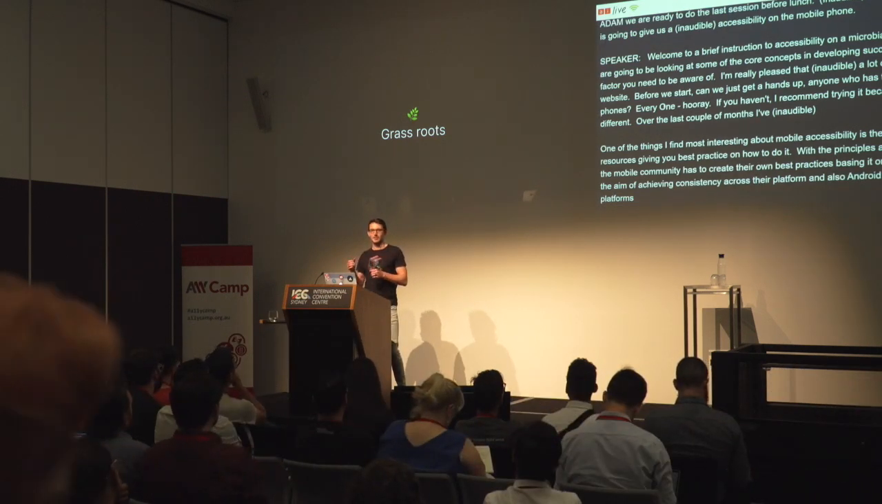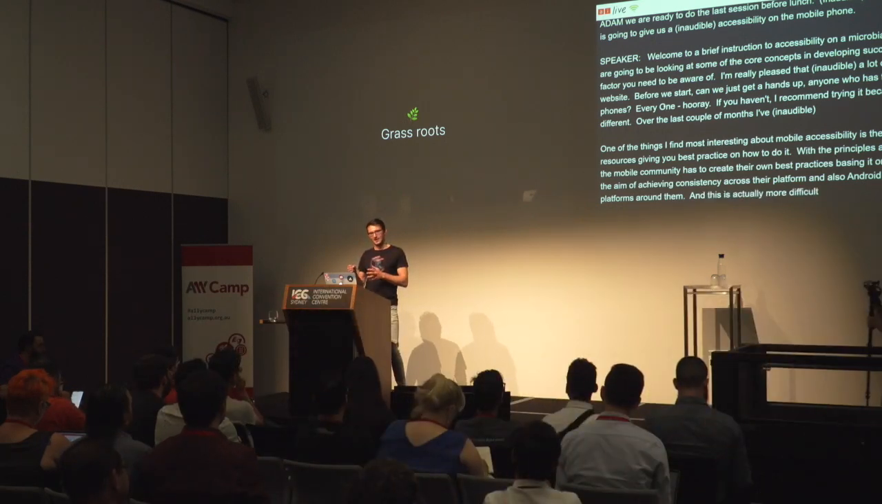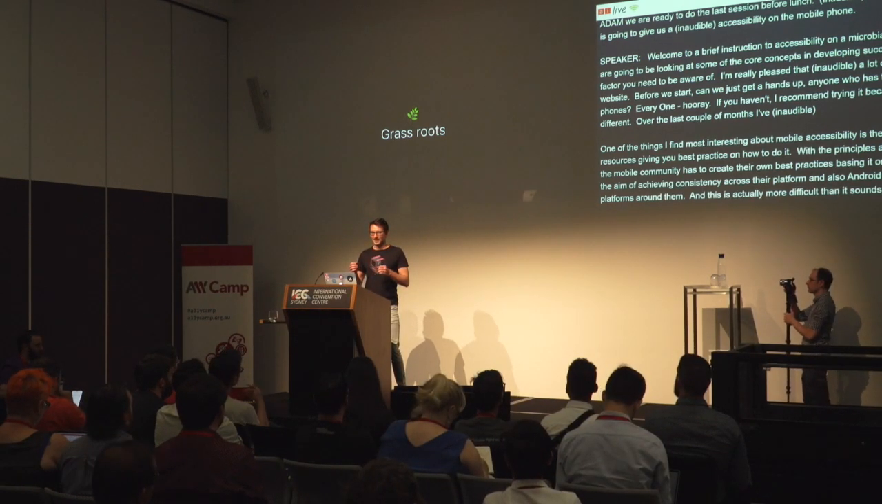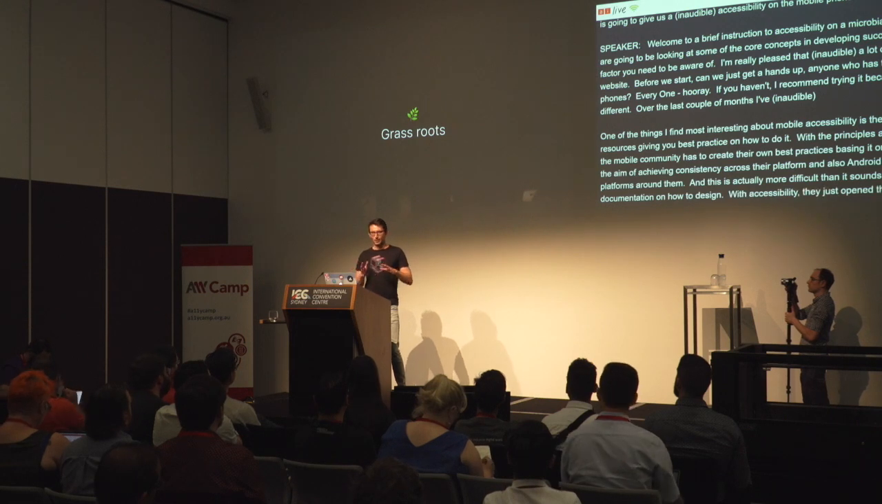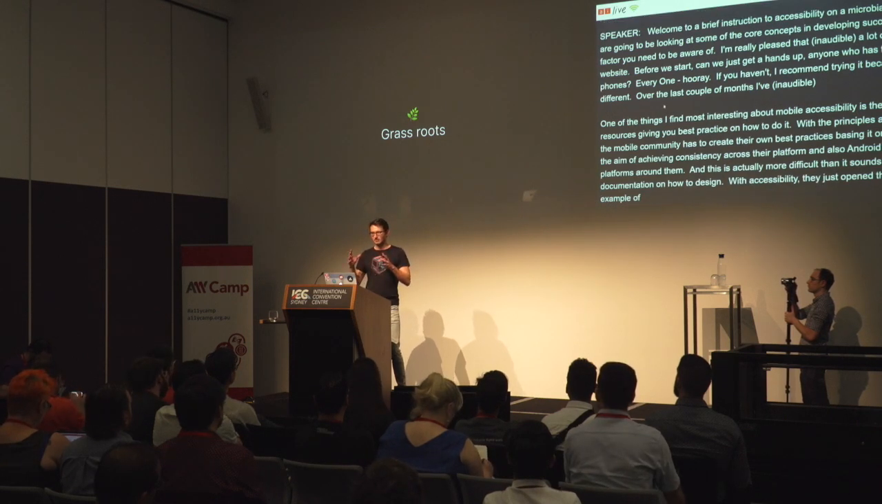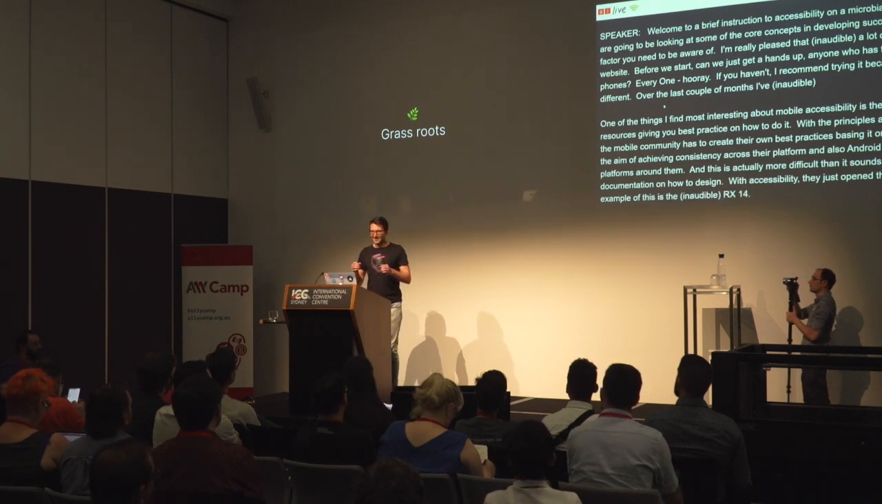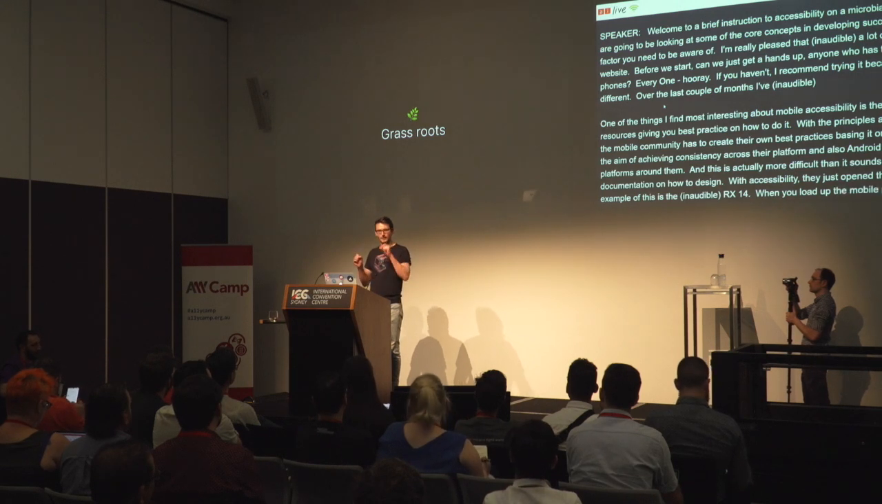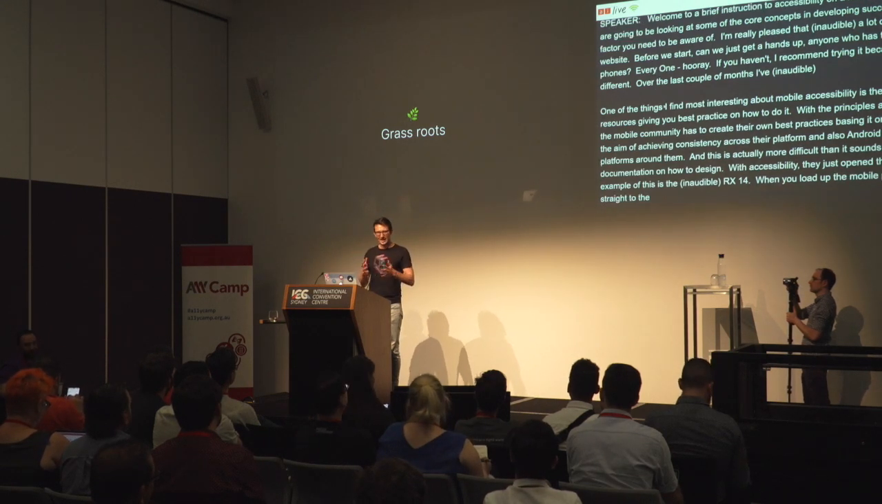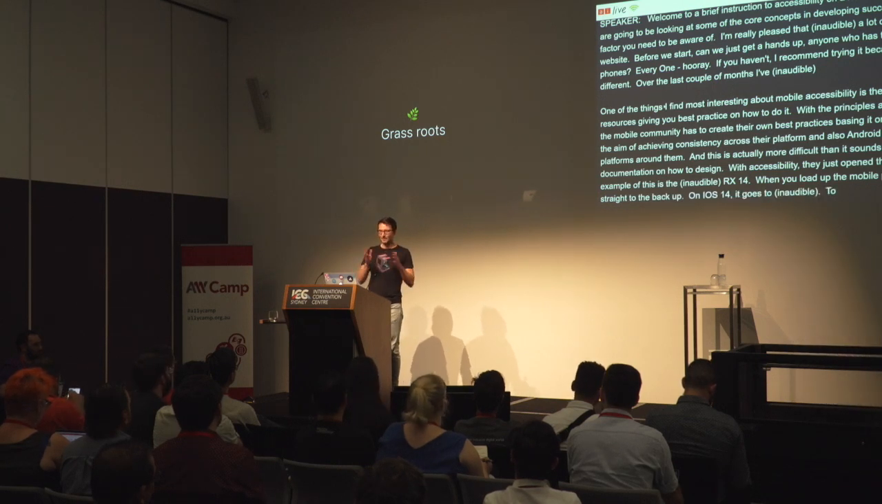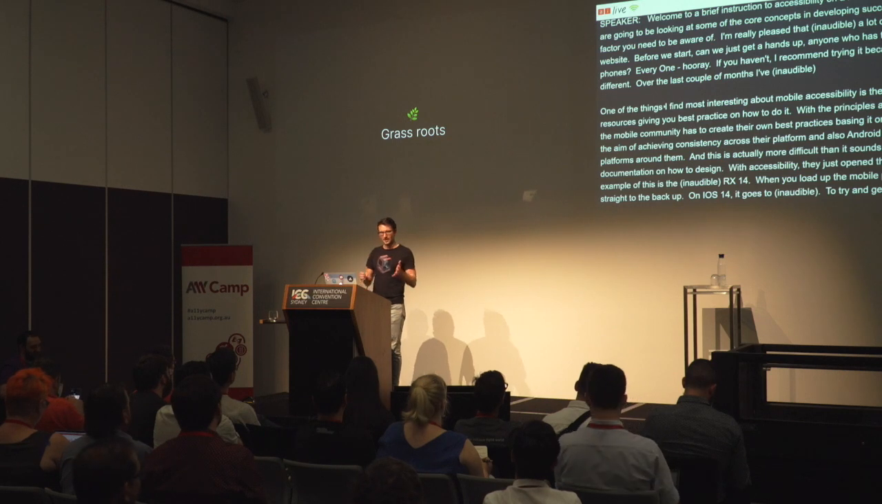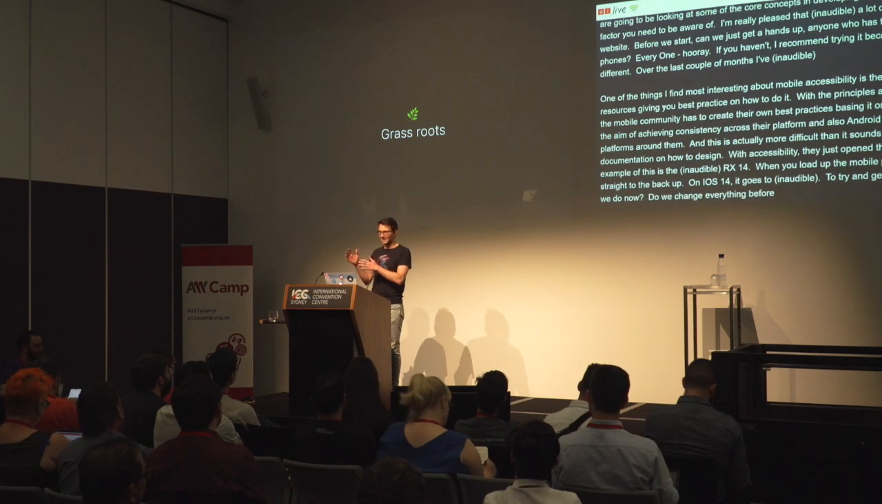And this is actually more difficult than it sounds. Apple releases a lot of documentation on how to program and how to design, but really when you come to accessibility, they just open the floor up beneath you. A great example of this is the recent release of iOS 13. Before iOS 13, when you load up a mobile page, the focus goes straight to the back button. On iOS 13, without a single mention, it goes to the first element in the cell. So if you're trying to get consistency, suddenly, what do we do now? Do we change everything before and force it to do what iOS 13 does, or do we change iOS 13 to what the others did?